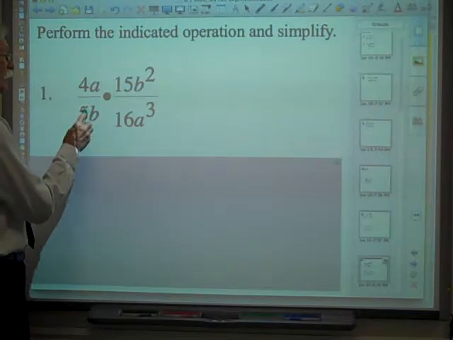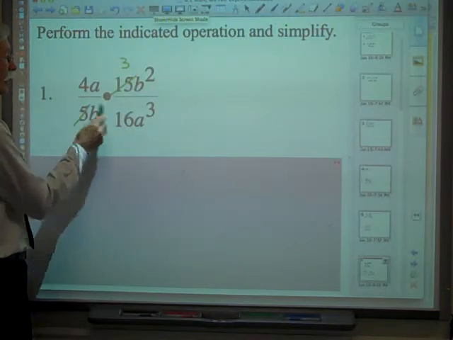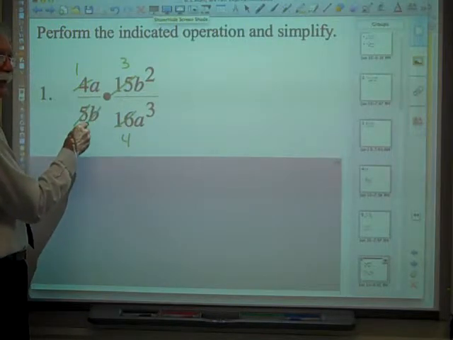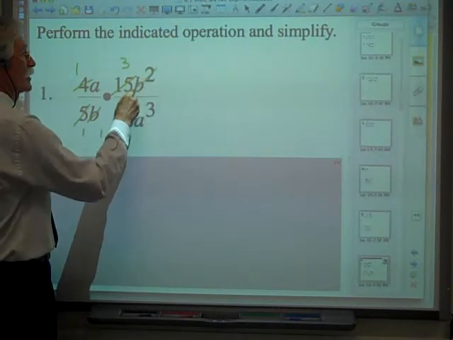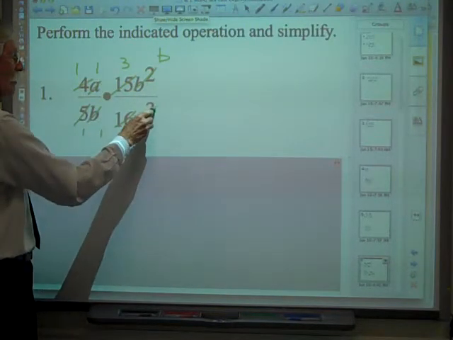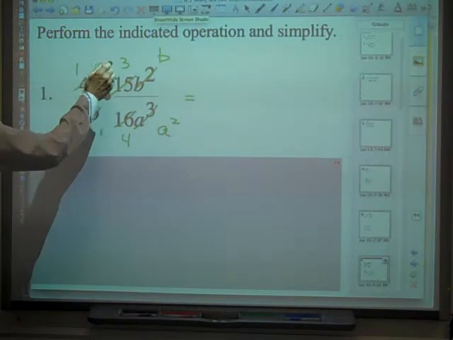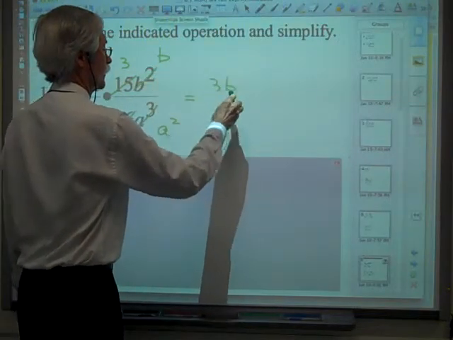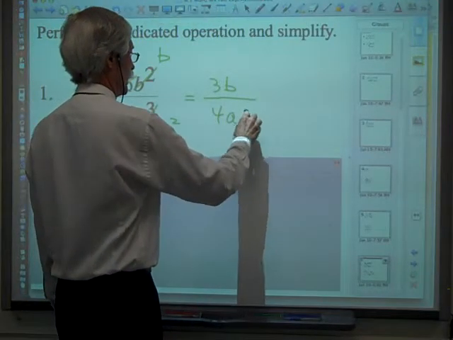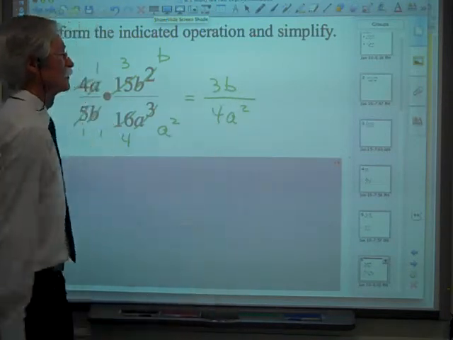Okay, there's 5 on the bottom, cancel 15 3 times. What divides these? 4 into 4 once, 4 into 16 4 times. There's 1 B there, that will cancel one of these B's, it's just 1 left. That 1A will cancel one of these A's, but the A squared. So 1 times 1 times 3 times B. And 1 times 1 times 4 times A squared. Always look at your answer to see if there's some little thing you forgot to cancel.